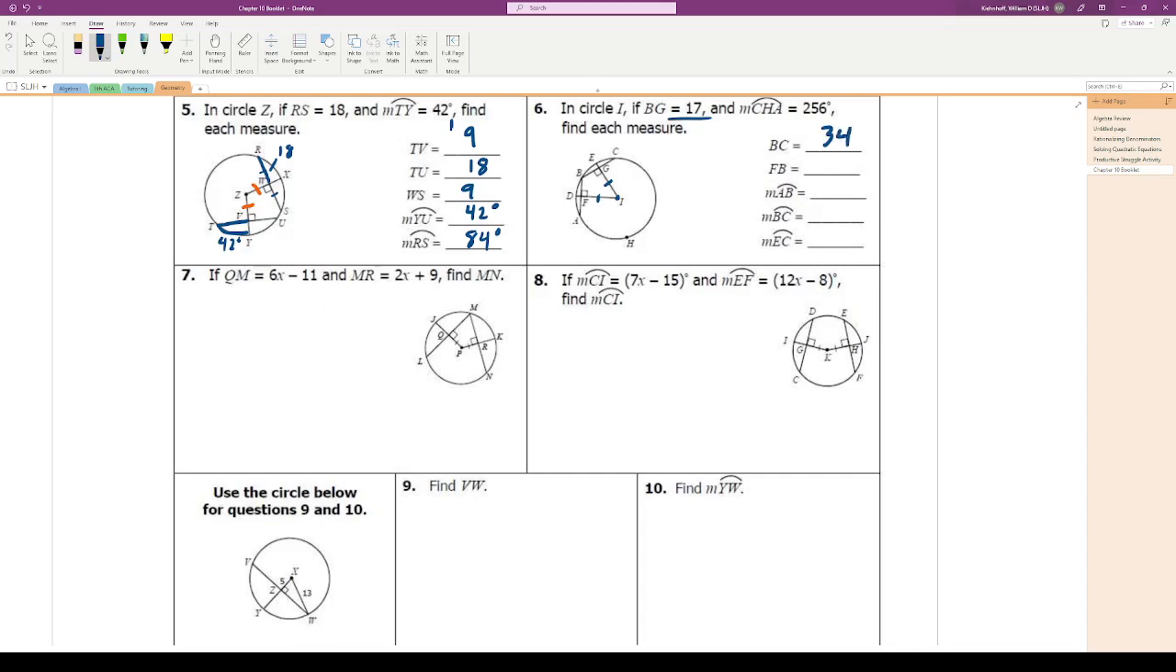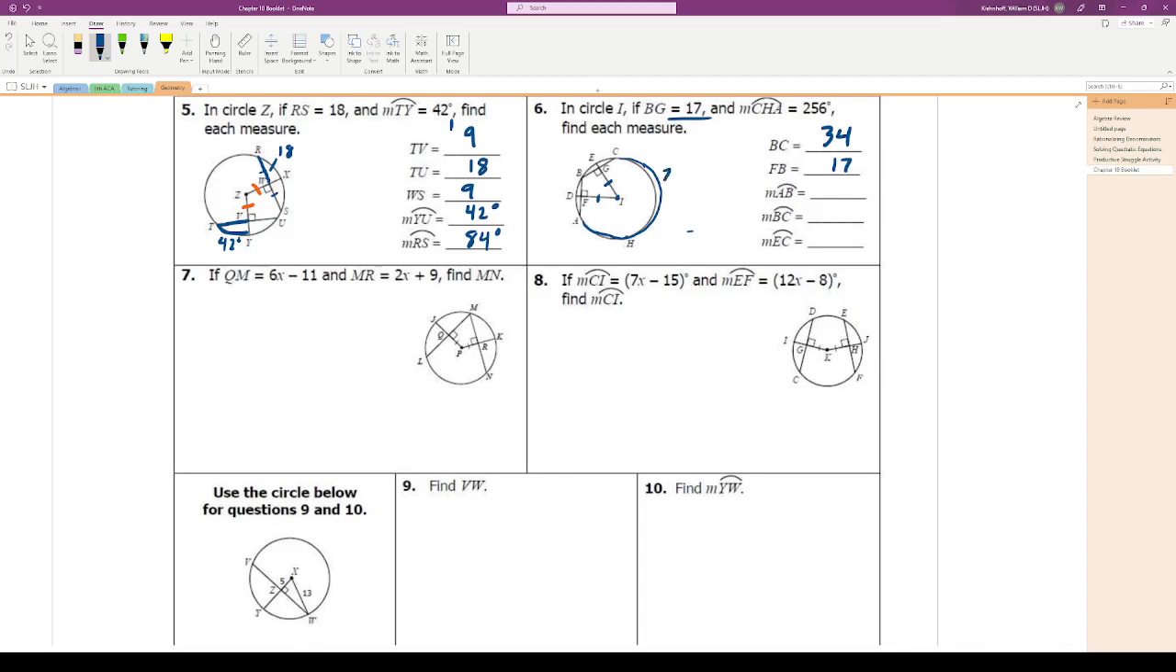Next thing they ask for is FB. That's the same as BG, because it's a half of one of the chords, so it's also 17. Measure of arc AB, so they gave us CHA. That's interesting. They gave us the long way around. So remember that is the major arc rather than the minor arc.